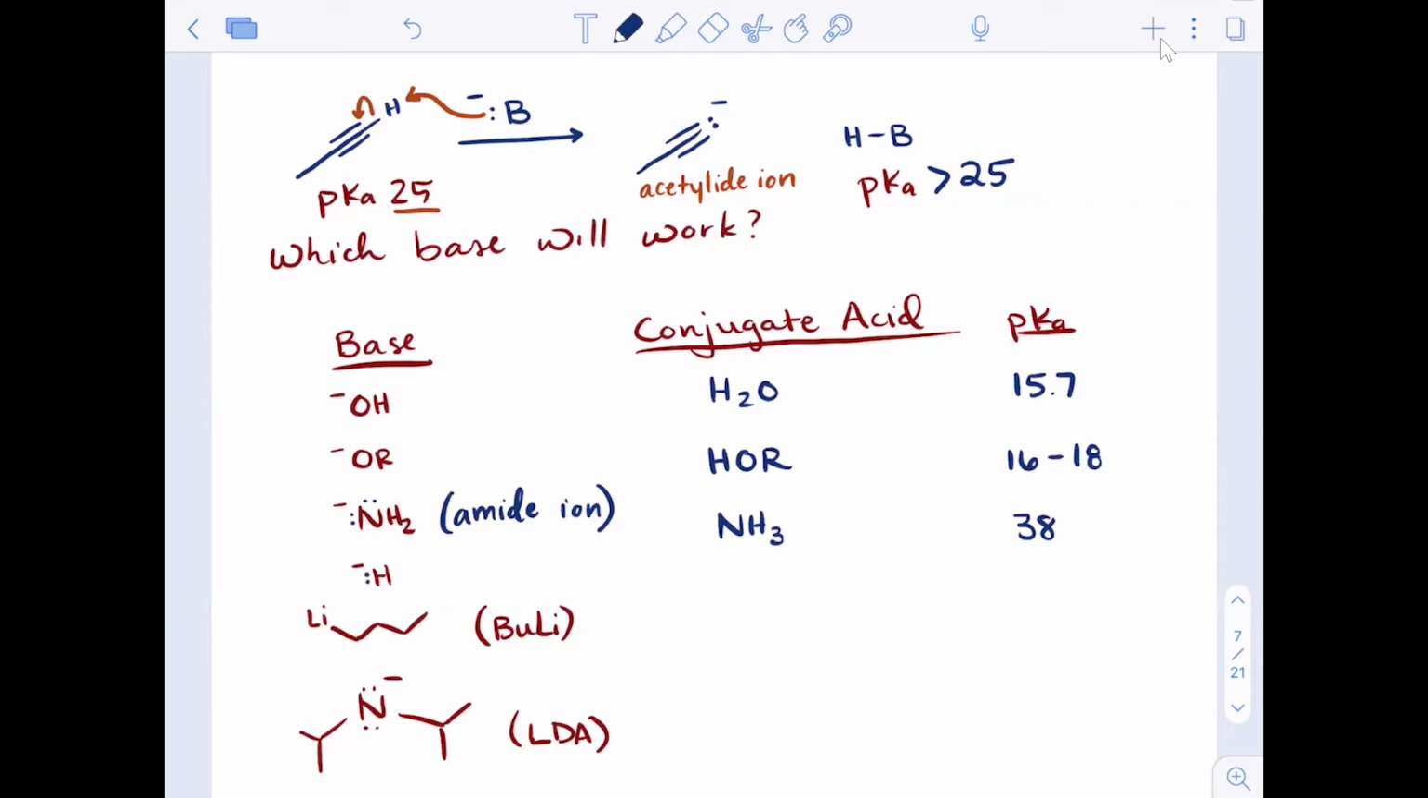Hydride, H minus 1, will react to form H2 as the conjugate acid. The pKa there is 35, again, a strong enough base.